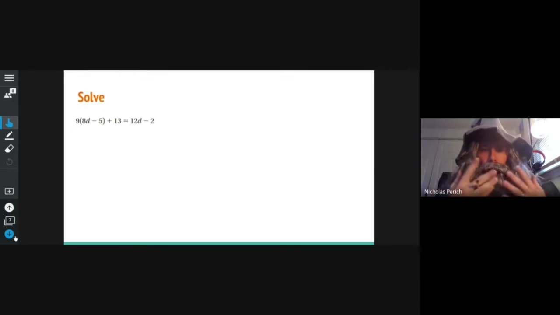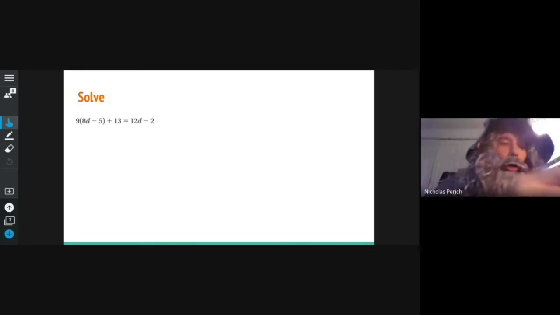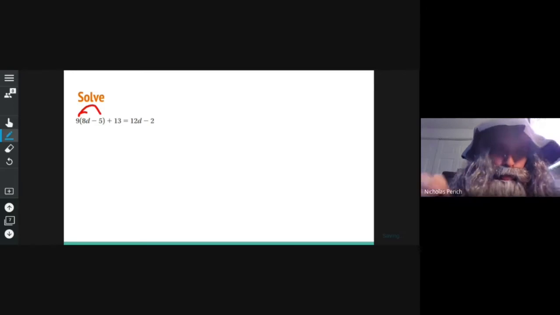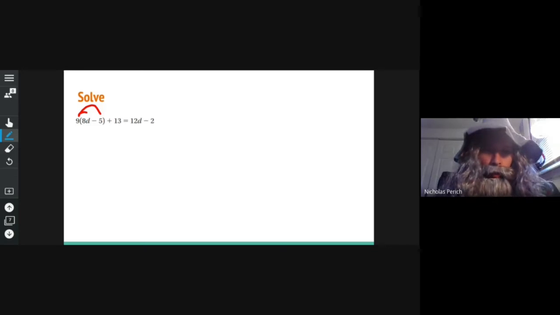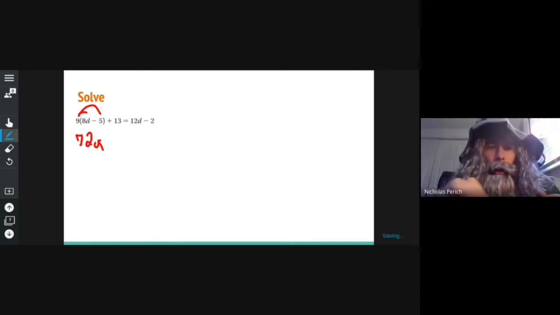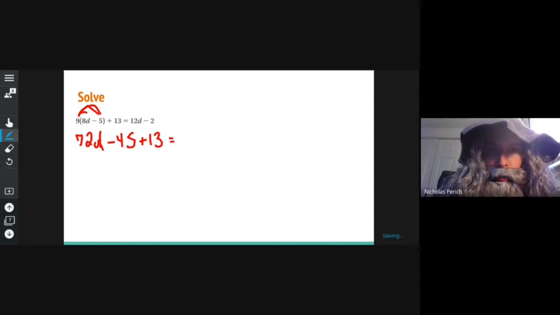Interesting. So it appears to me that when you have a number attached to a parenthesis, you take that number and you multiply it to everything inside the parenthesis, hence. And so if I have 9 groups of 8 demons, that gives me 72 demons. And if I have 9 groups of -5, that's -45. And then I add +13 equals 12 demons.